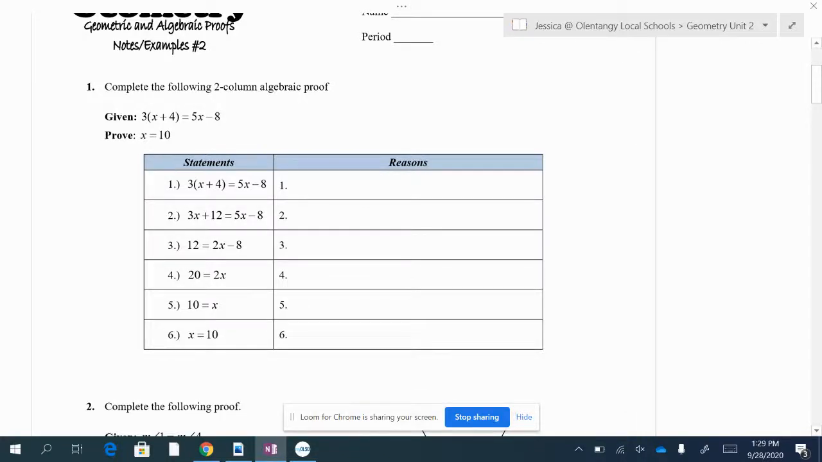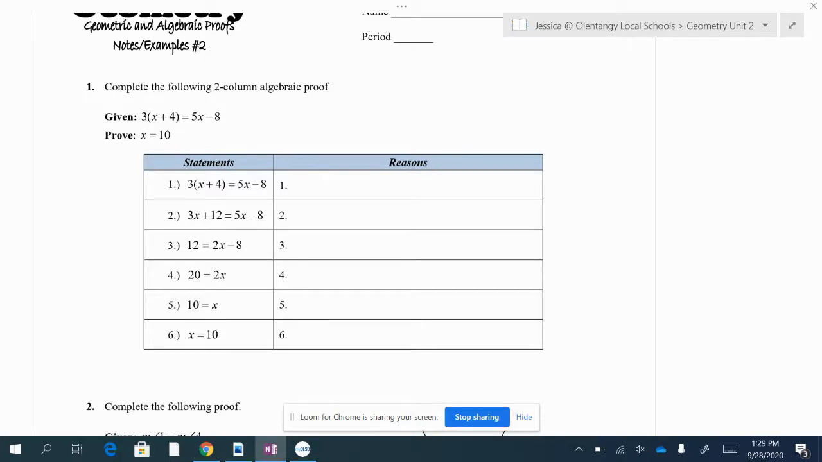Okay, so we are going to start talking about geometric and algebraic proofs. So we just talked about algebraic proofs and what to do and how to explain your reasons for every step. And this first one's just going to be a warm-up problem, and then we are going to get more into the geometric type of ideas as well.